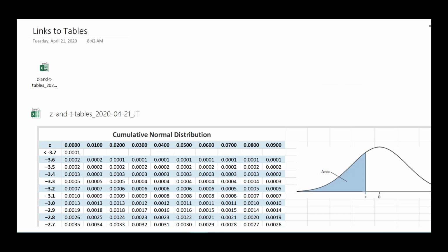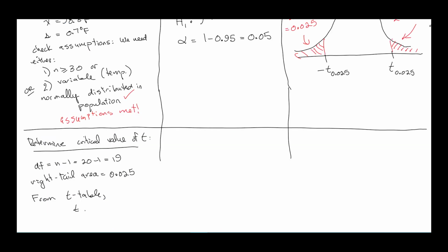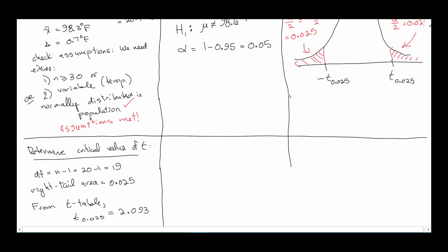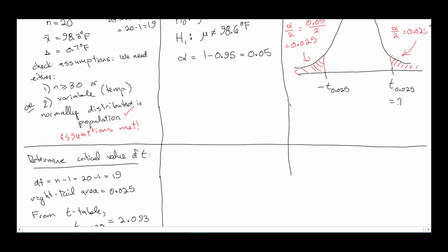Okay, so let me go back. My t.025 is equal to 2.093. So that's my critical value. So then let's go put that on my picture. I'll go back to my picture. So here's my 2.093 on this side. And then what does that give me on the other side? Negative 2.093.